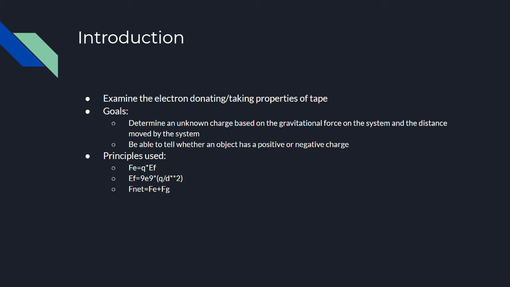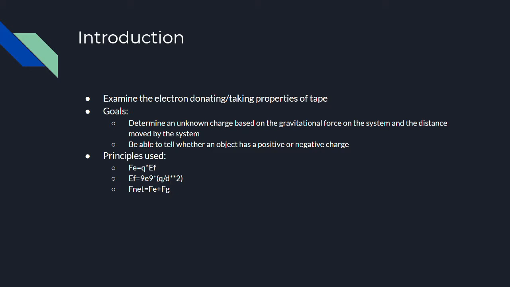There were two main goals in this lab, the first being to determine an unknown charge based on the gravitational force in the system and the distance moved by the system. In the case of this lab, there was no distance moved, and so we can deduce from this that the net force was equal to 0, and therefore the electric force must equal the gravitational force.